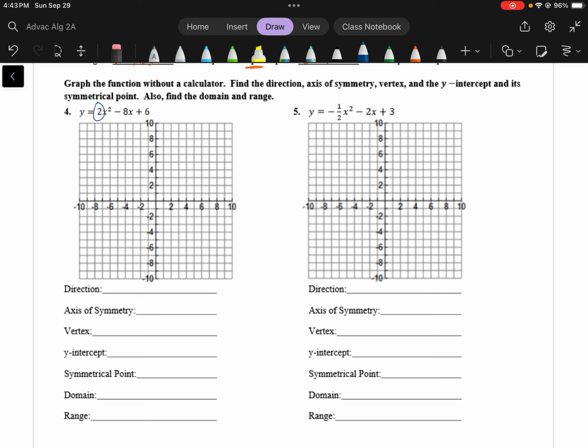So the first thing to notice would be the a value is bigger than 1, so this is going to be opening up. It's going to be opening up. It's going to look like a U.